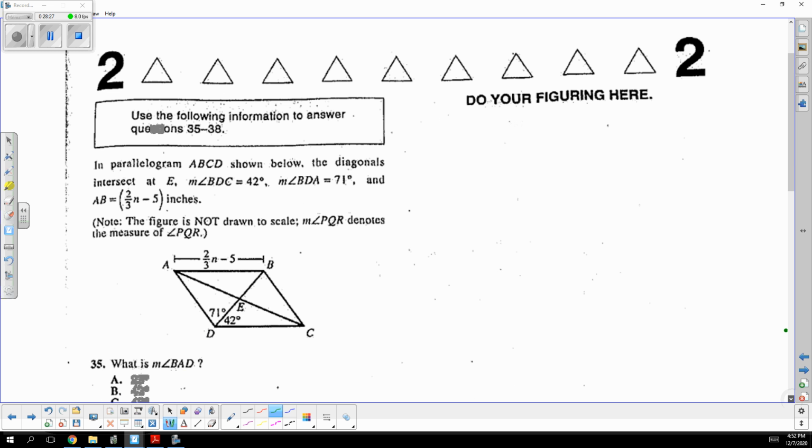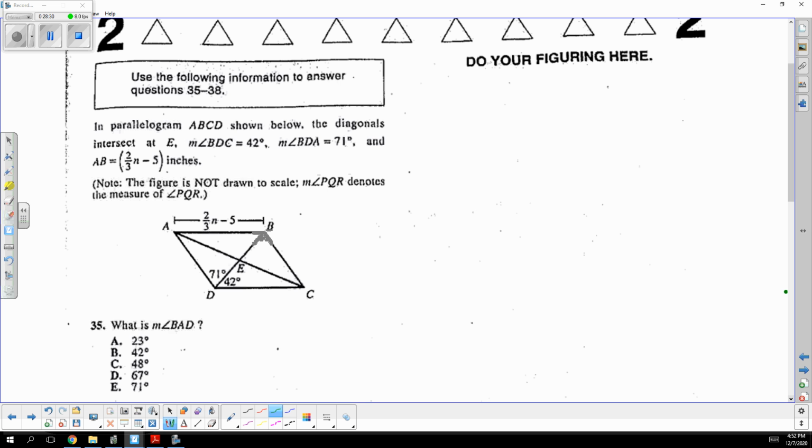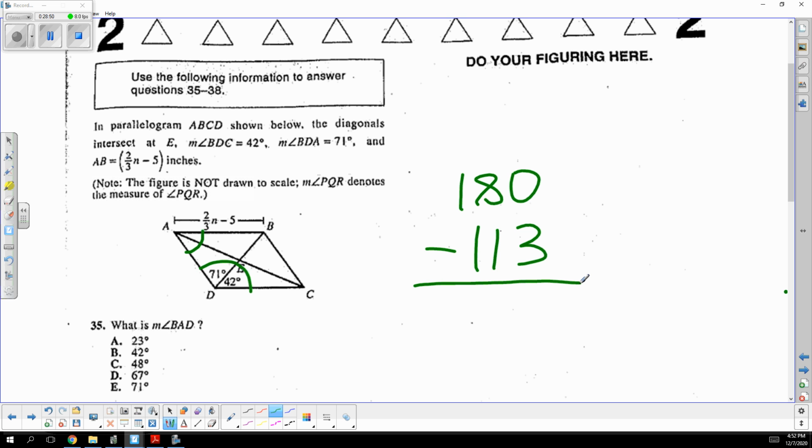Hey, a parallelogram again. Well, what are the angles given here? So what is BAD? Guys, that's the same question as number 1. It's got to be supplementary to the 113. So it's 180. I'm glad we're doing this test. 113 from 180 is 67. The answer to 35 is D. All right, I'm glad this test came up because it's got the parallelogram a lot.